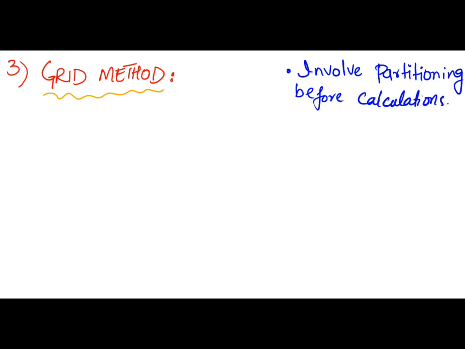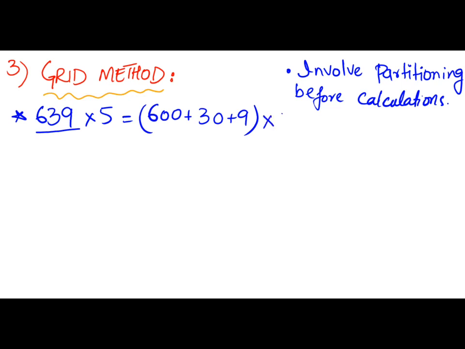So let's take an example and see how we will use the grid method for multiplication. Let us take the same example that we have done before, which is 639 multiplied by 5. Let's split the largest number first. It will be split into 600 plus 30 plus 9. All of these three numbers have to be multiplied by 5.